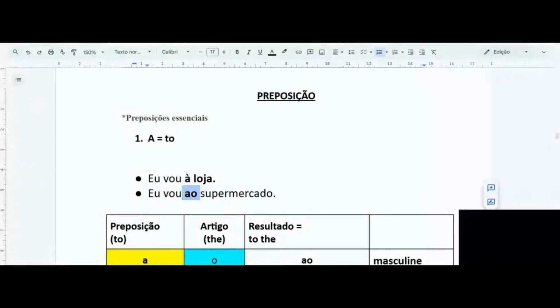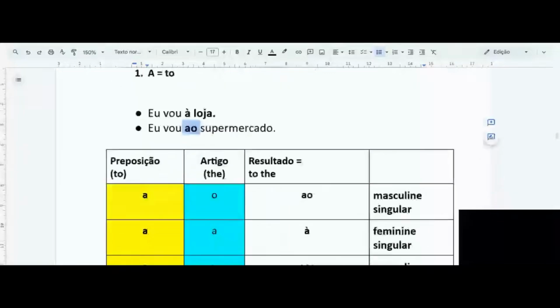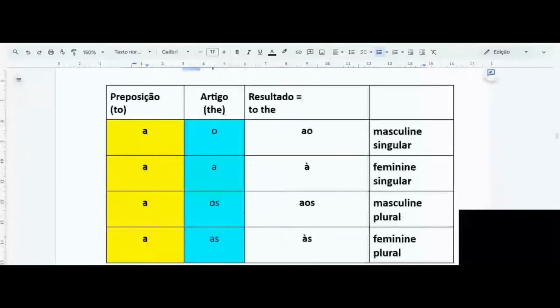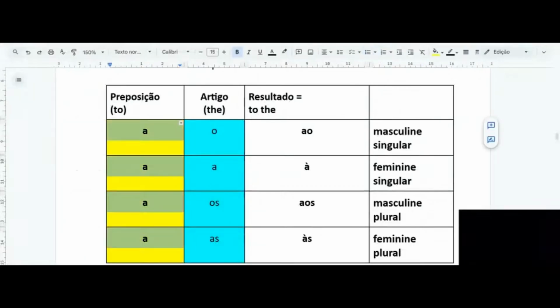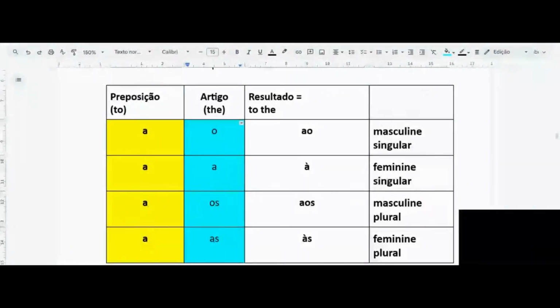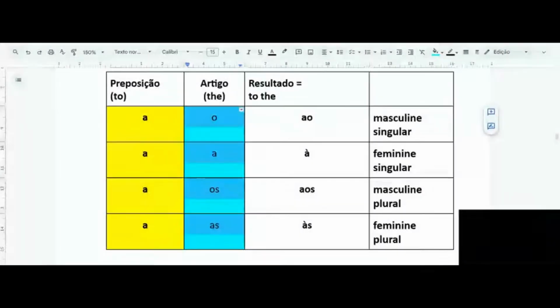How we got the "ao". Okay, these are the rules. You can see it, but how does it go? The A which is in yellow, the yellow forms are the preposition we are doing tonight, which means "to". And the A which is in blue, or the sea blue, is the article. Okay, they are the articles we have in Portuguese.